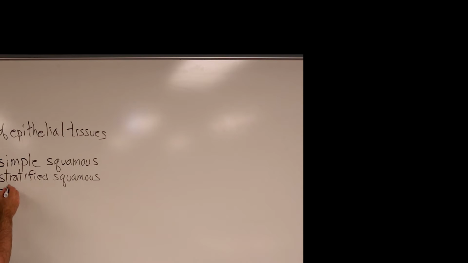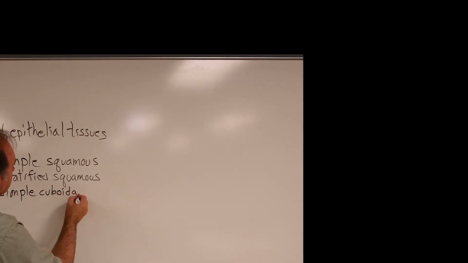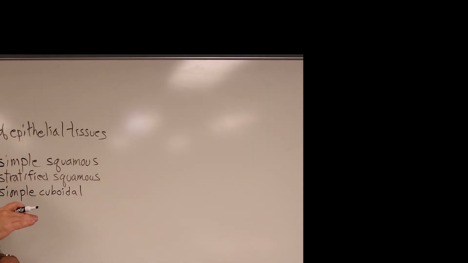Next is simple cuboidal. Cuboidal doesn't mean they're a perfect cube, it just means that they're approximately as tall as they are wide. Their length and width dimensions make them roughly cuboidal. They look more like square pillows or something like that than actual cubes. They are sometimes low cuboidal, where they're a little bit shorter, or sometimes a little bit taller, but roughly cuboidal, roughly as tall as they are wide. Simple cuboidal epithelium.